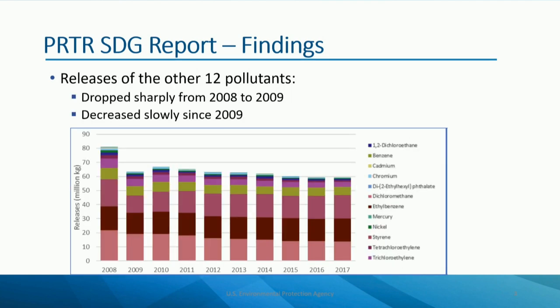Next slide, please. So, drilling down to look just at the releases of the 12 toxic chemicals in the analysis, you can see that across the 7 PRTRs, there was a sharp decrease from 2008 to 2009, but since 2009, the decrease has been very, very gradual, if it's there at all. And this chart shows the breakdown by specific toxic pollutants, so you can see which ones make up the bulk of the reported releases.